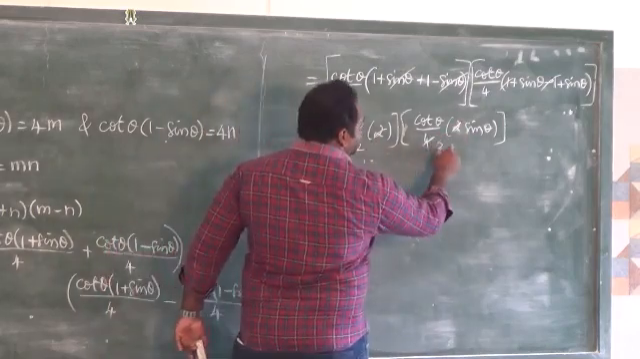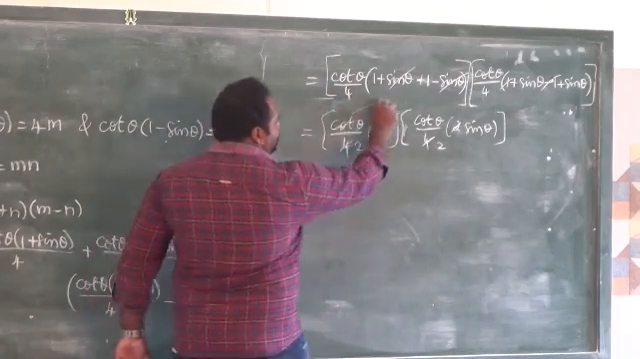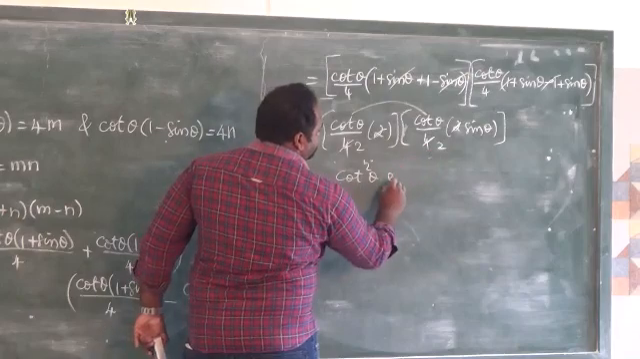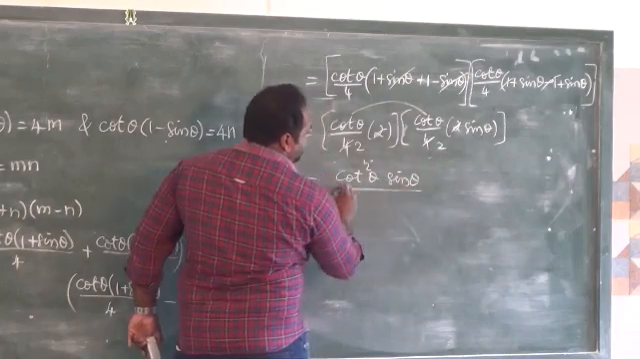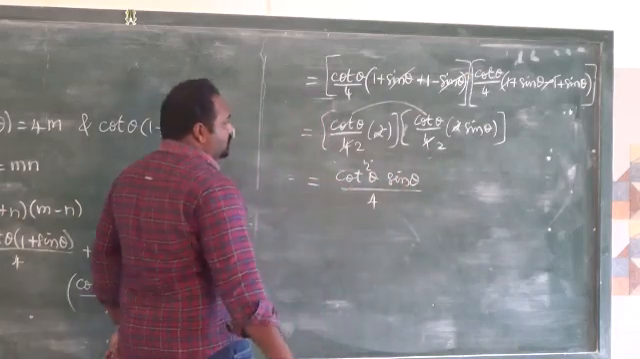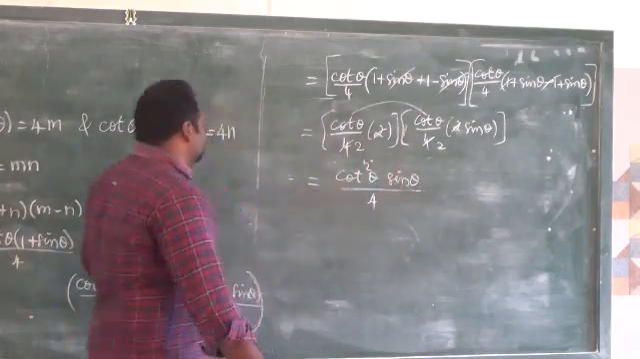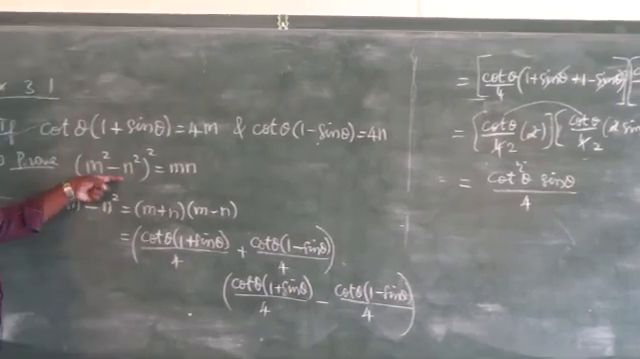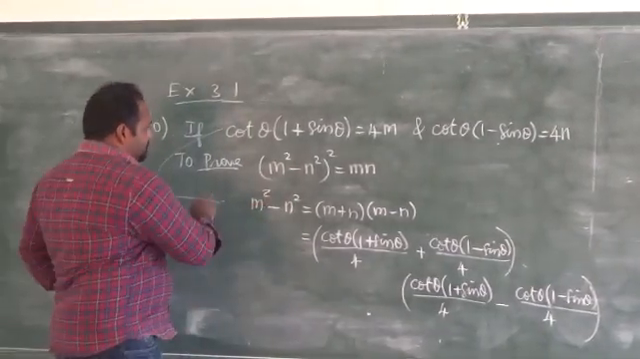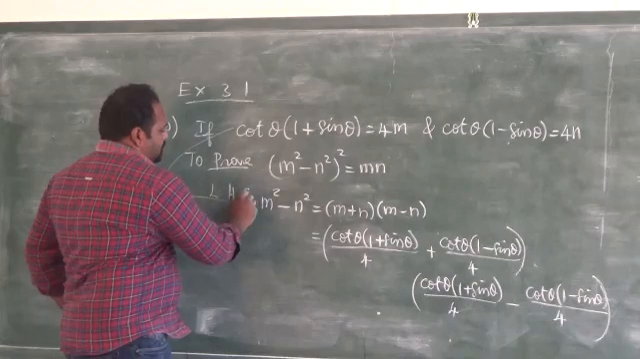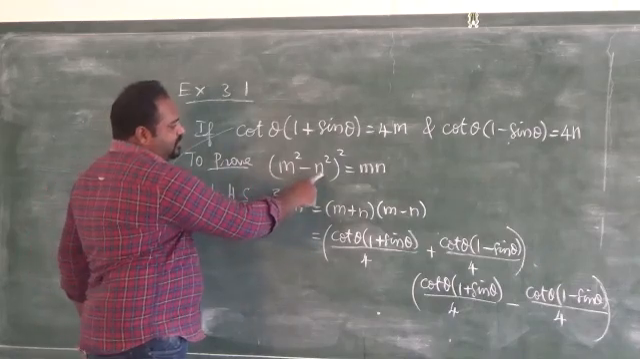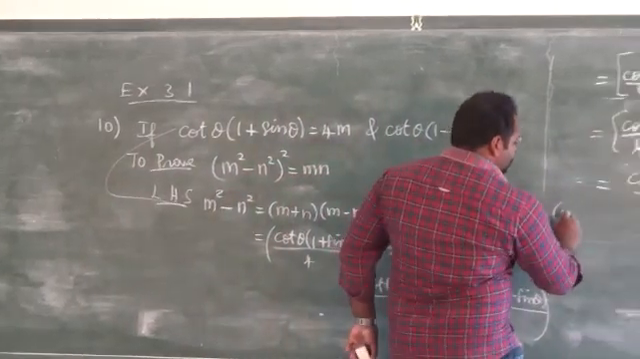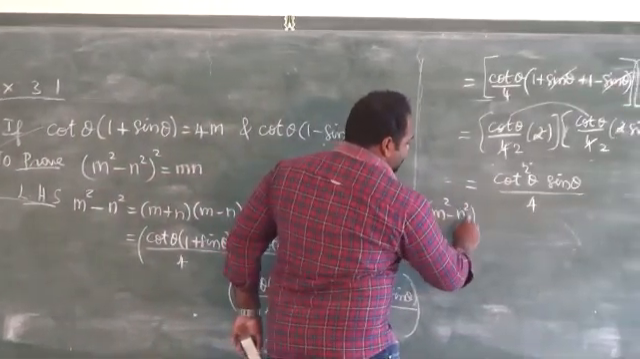Here we can have a cancellation: 2 cot into cot, cot square theta into sin theta by 4. 2 into 2 is 4. Actually we have found only m square minus n square. But what is the LHS side? The LHS side is m square minus n square whole square. So we are going to square this value.